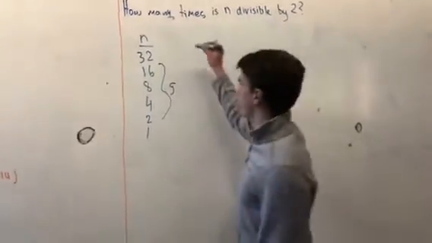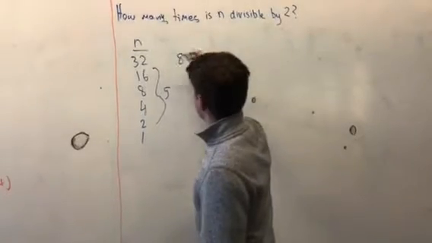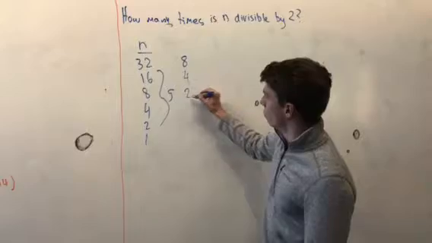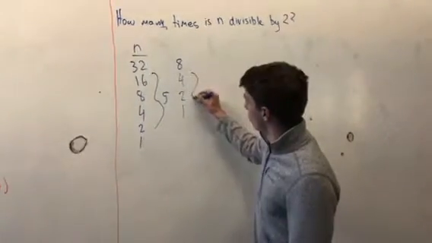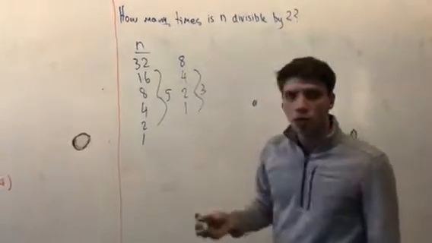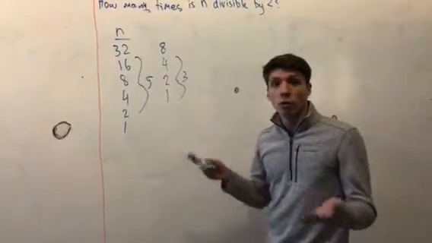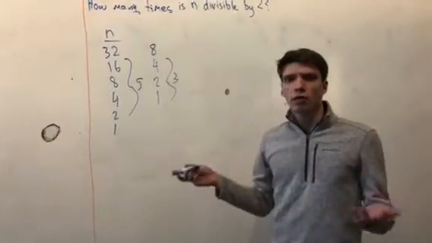So let's try it with a different number. Let's say 8. So n starts at 8. We divide by 2, get 4, 2, and then 1. And this time, we divide it by 2 3 times. So we know that dividing by 2 is going to be an operation that we want to do multiple times. So let's try this using a for loop.